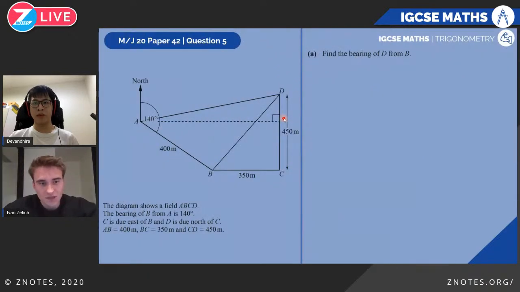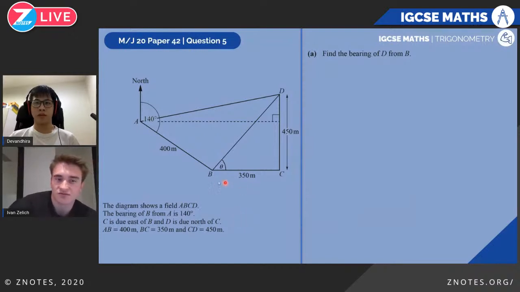Okay, so we need to find the bearing from D to B. So I've drawn, I don't think this line was actually there, so I've drawn this line B to D. And basically, we want to find the angle from the north. So it would be 90 minus whatever this angle is here. So let the angle be theta. We want to calculate what theta is.